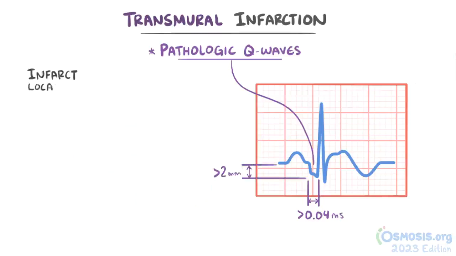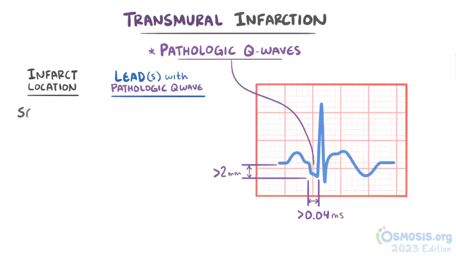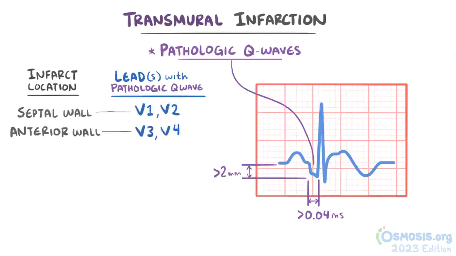Now, the location of the transmural infarction can be identified based on the lead that has pathologic Q waves. Septal wall infarctions show changes in leads V1 and V2, whereas anterior wall infarctions show changes in leads V3 and V4. Anterolateral wall infarctions show up in leads V3 through V6, as well as 1 in AVL.